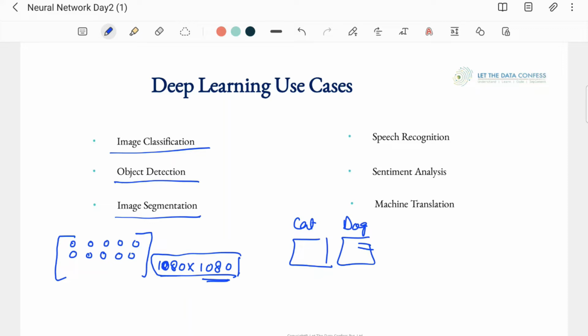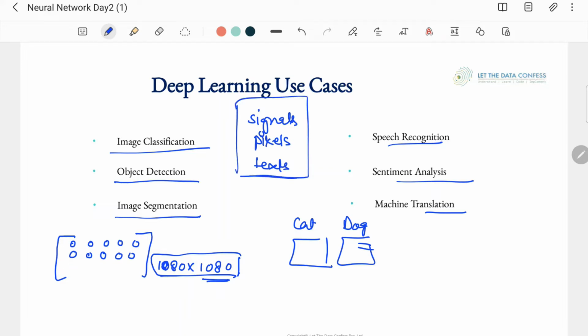So sentiment analysis, machine translation, speech recognition, basically these are the things where we deal with signals, we deal with pixels, or maybe we deal with text. This kind of data is generally dealt with by deep learning, or I would say better, neural network use cases.